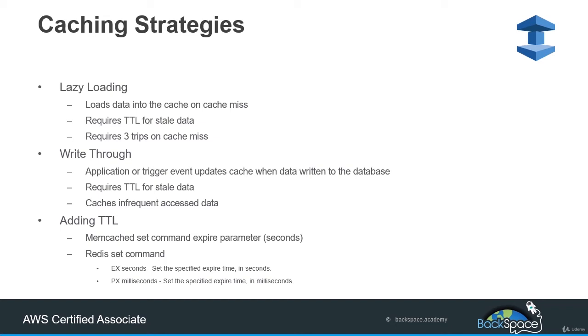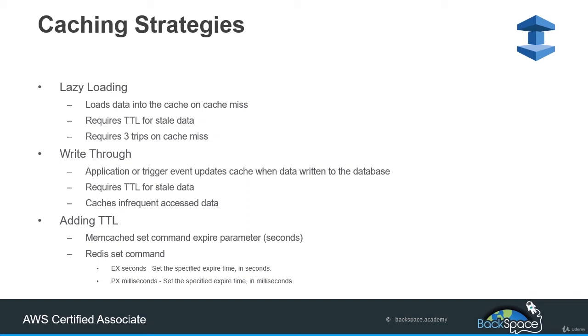It will require a time to live to be put on that data. Otherwise, the data will grow and it will become not manageable. So when data is not accessed regularly, we need a TTL on that to remove it from the cache, because the cache is only there for accessing regularly accessed data.